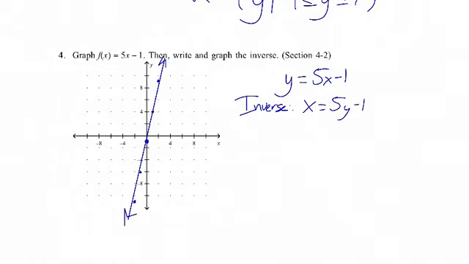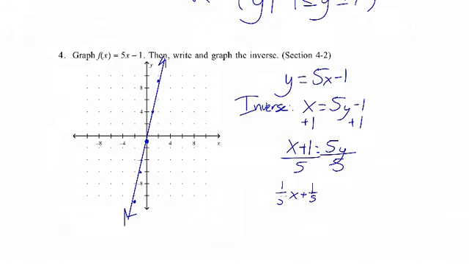Now from there you just have to solve for y, so we'll add 1 to both sides. So I get x plus 1 equals 5y. Then we have to divide both sides by 5. That's going to give us a slope of 1/5 x plus a y-intercept of 1/5 equals y.